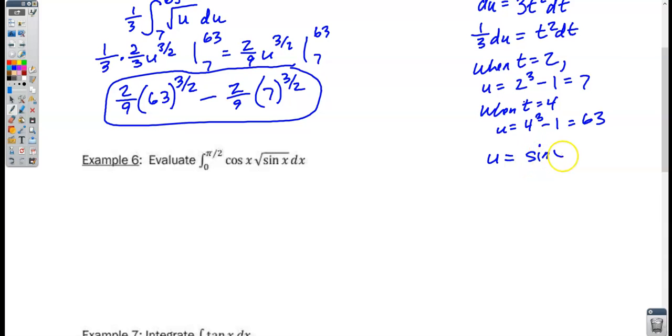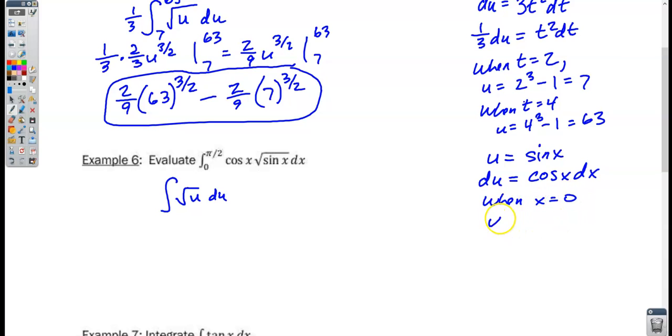u equals the sine of x is our best substitution. So du is cosine of x dx. That works out perfectly. This turns into the integral of u du. And then I need to change my limits of integration. When x is 0, u is the sine of 0, which is 0. And when x is pi over 2, u is the sine of pi over 2, which is 1. So this turns into the integral from 0 to 1 in terms of u.